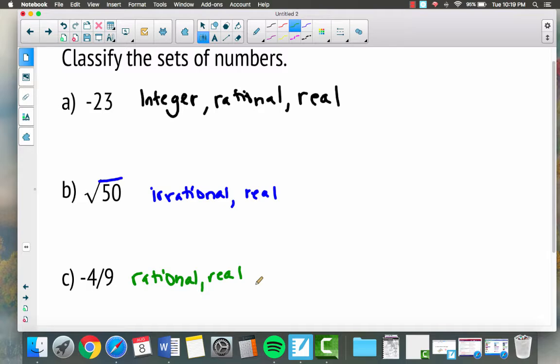All right, so that's just 3 examples. Obviously, there's hundreds of millions of numbers out there that we could try to classify. We might do a couple in class, but if you have any questions about how these are classified, please make sure you ask me in class or go ahead and email me.